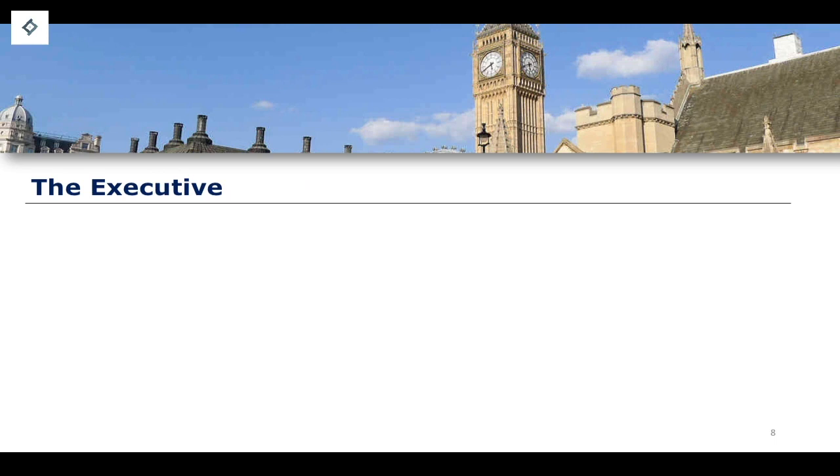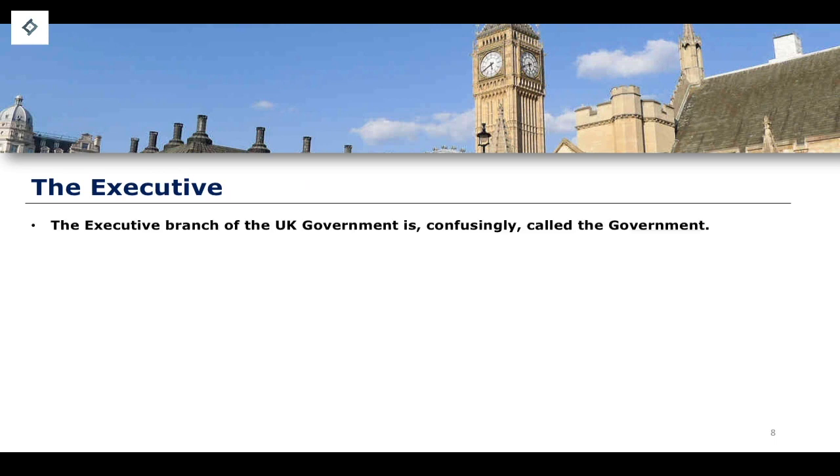Speaking of the government, let's think about the executive branch. The executive branch of the UK government is also confusingly described as the government. When we look at the House of Commons, for example, we make a delineation between the government and Parliament. And when we talk about the government in that context, we're talking about the executive branch.